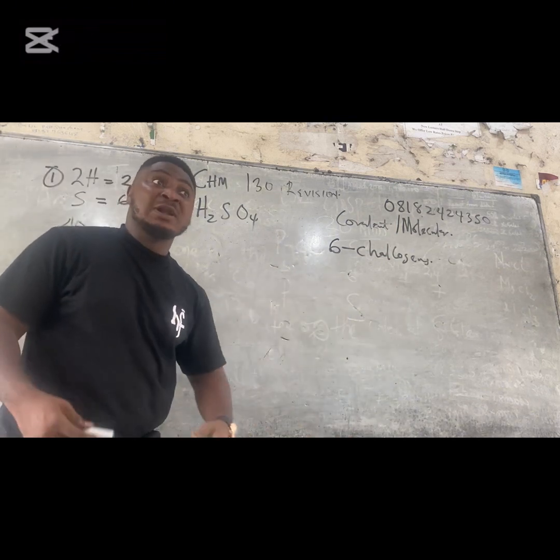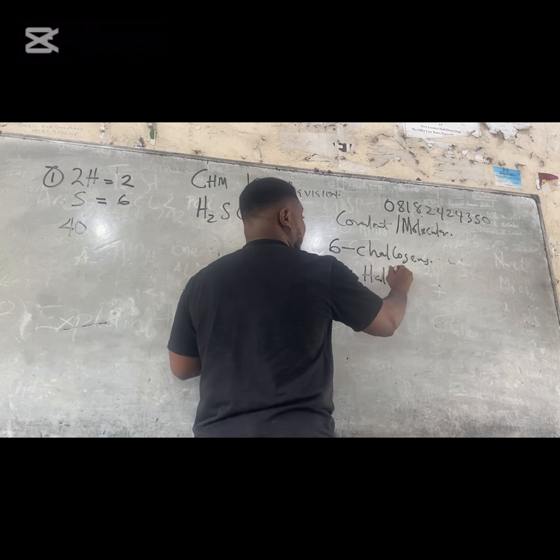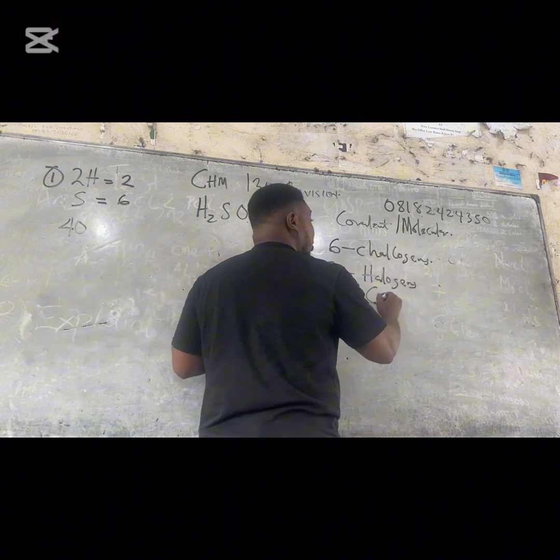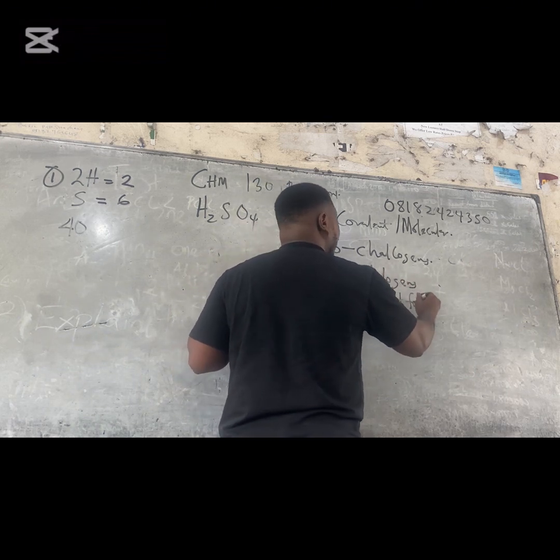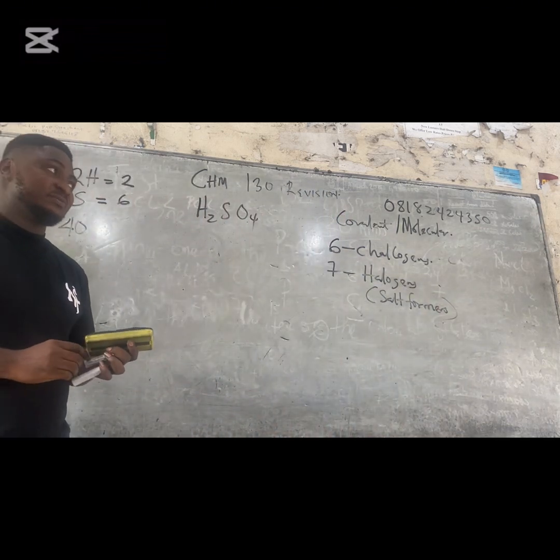We know that group 7 are called halogens, right? Group 7 elements are called halogens in the periodic table. All elements in group 7 are called halogens because they are salt formers. Group 7 elements are salt formers.